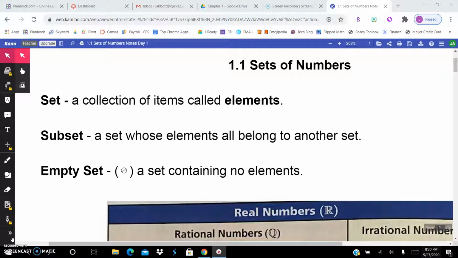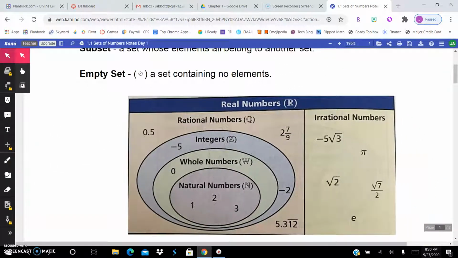An empty set can be shown as a circle with a line through it, is a set containing no elements. So it's exactly what it says. It's an empty set, has nothing in it.